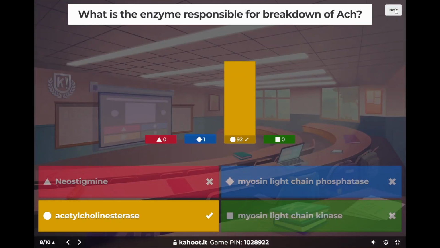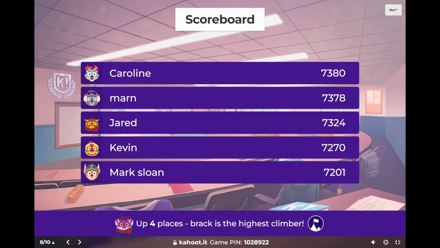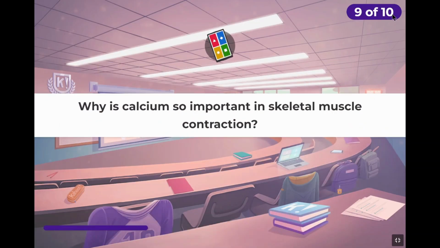Okay, what do all enzymes end in? ASE. So you know all the ASEs are enzymes. What is neostigmine? The drug. It inhibits acetylcholinesterase. That's the purpose of neostigmine. It's an acetylcholinesterase inhibitor. So we know it can't be that one. And myosin light chain, and those two are involved with what? Smooth muscle. And why is calcium so important?